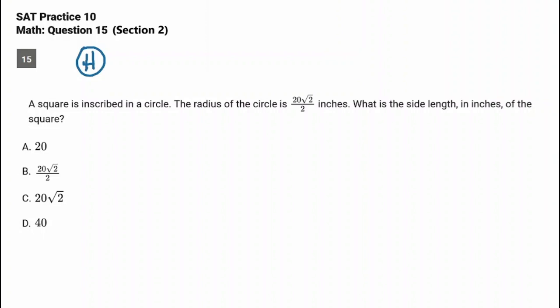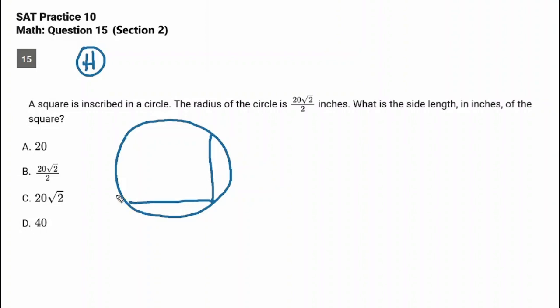All right, where's the figure? As usual, ETS describes it, but doesn't show it to you. So you gotta draw it yourself. My advice is always to draw it kind of big. Draw a big old circle. Inscribed means touching, so you're gonna have the square touch the circle at all four corners.